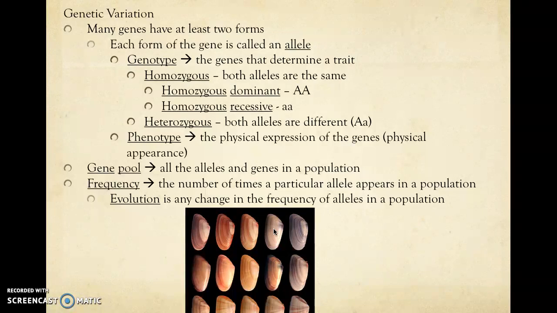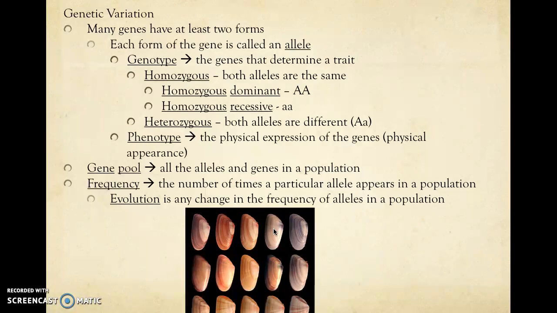Now they can get one of each. They can get a dominant and a recessive, so we call these guys heterozygous. Now, in addition to describing their genes, we can also describe what they look like, their physical appearance, and we refer to this as the phenotype of the organism.